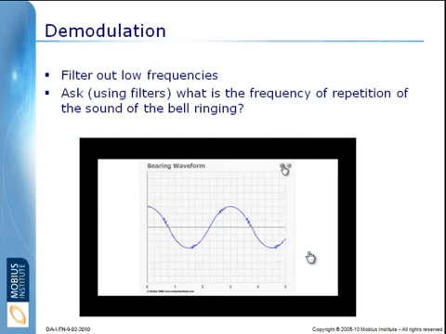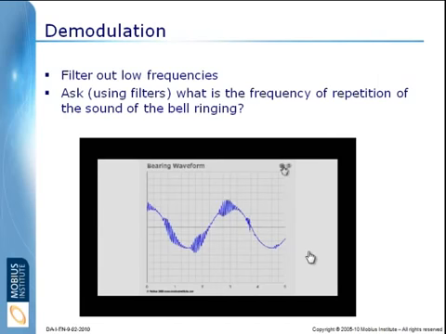Now, what we can do is use filters to filter out all of the low frequency information from this machine, where basically all of the vibration and noise the machine is creating, but not that high frequency sound that the bearing makes when it gets hit.